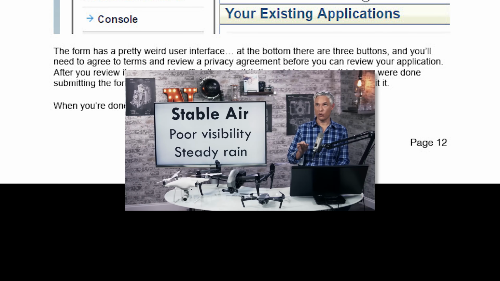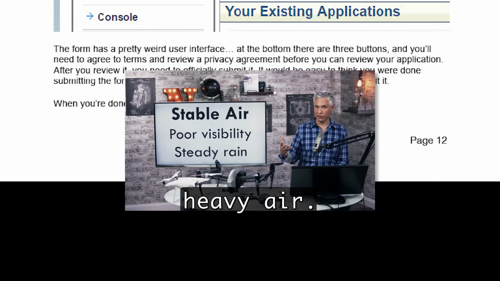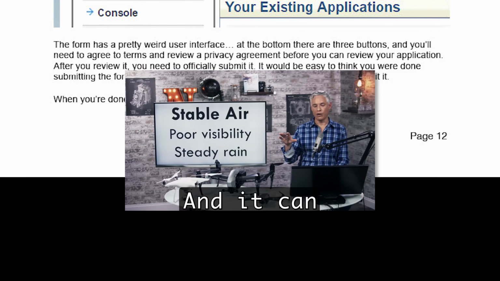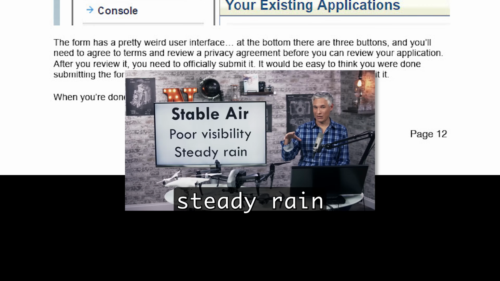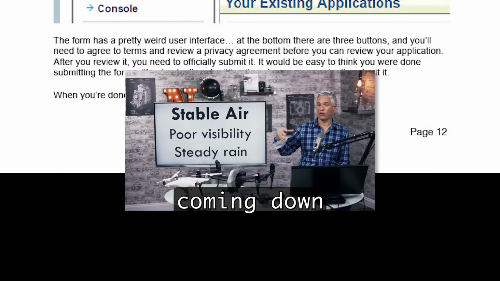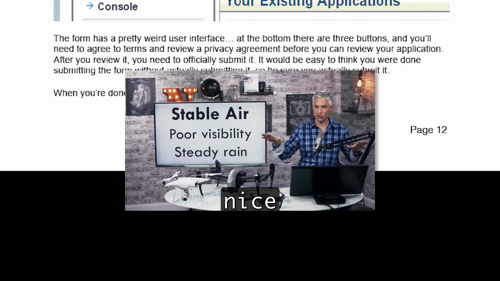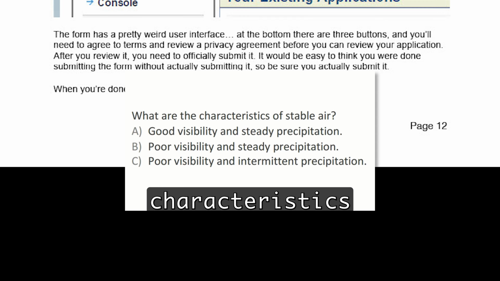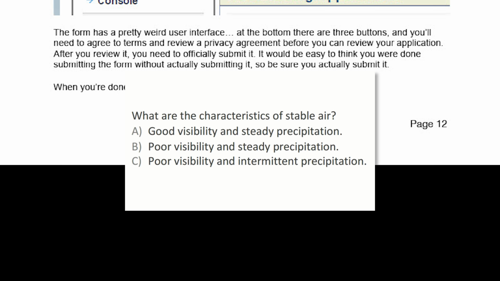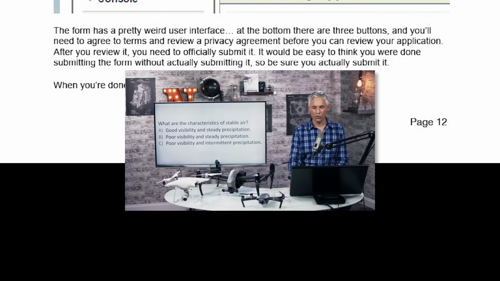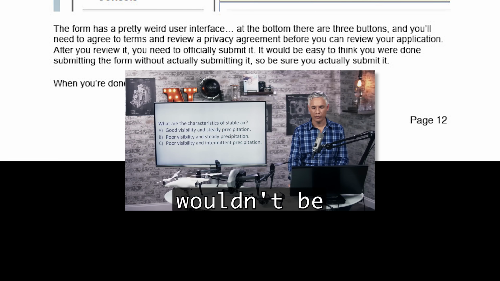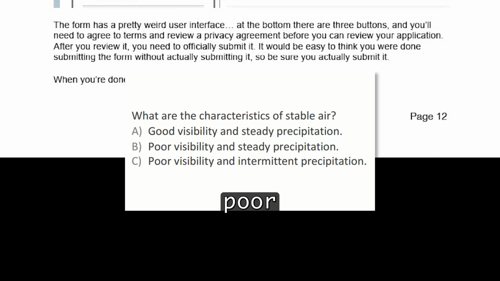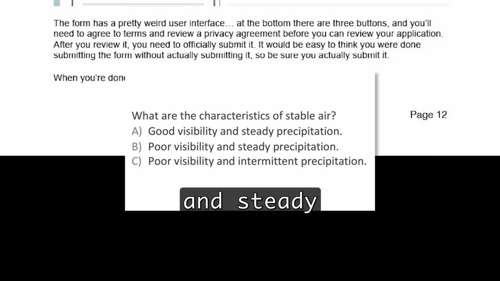Stable air, because it will often be heavy air, it'll have a lot of humidity in it, the visibility can be poor. And it can also result in a steady rain rather than rain coming down in sheets and varying a lot. It can just be like a nice drizzle. Here's a question about that. What are the characteristics of stable air? Again, probably wouldn't be good visibility because the humid air is going to be nice and stable. So it's going to be poor visibility and steady precipitation.